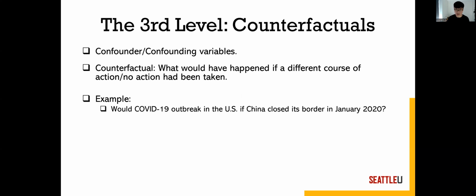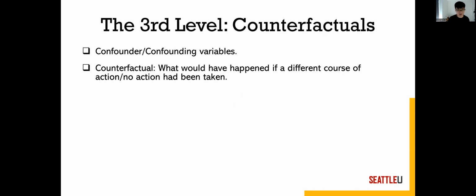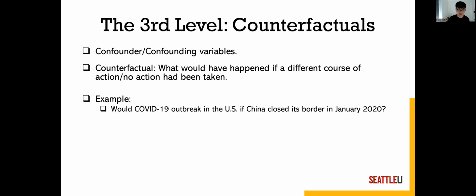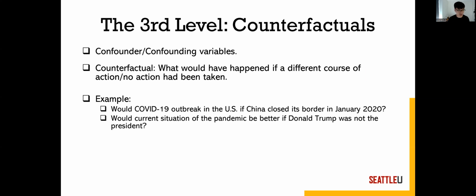And this is a causal relationship, and this is the counterfactual question we need to consider if we want to understand the effect of closing the border. The second question: would the current situation of the pandemic be better if Donald Trump was not the president?